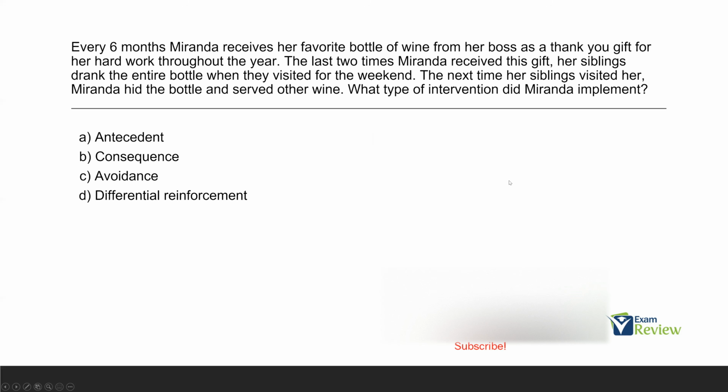wine. So when you're proactive, when you're anticipating a behavior and you're doing something to prevent the behavior from occurring, what kind of intervention are you implementing? A, antecedent. Yes, this is an antecedent intervention. An antecedent intervention is preventative, it's proactive, it prevents behavior from occurring. A consequence intervention is reactive, okay? We're not sure how she reacted last time they drank the bottles. All we know is this time, she's going to do an antecedent intervention and prevent that behavior from occurring.